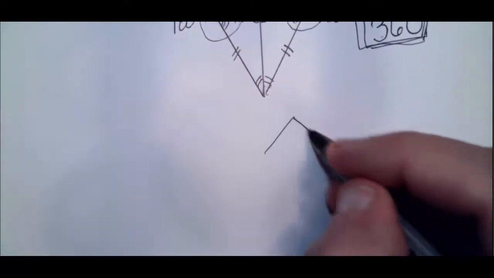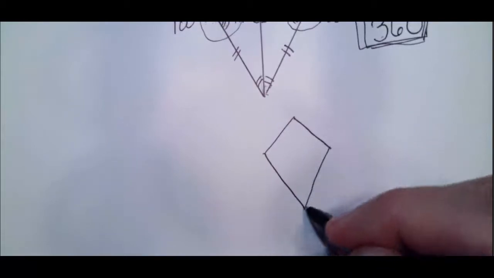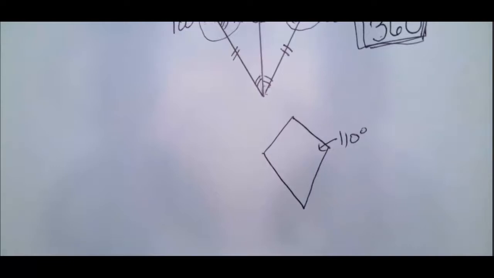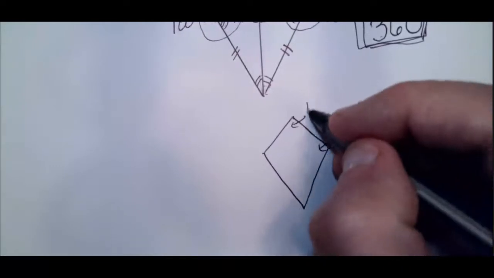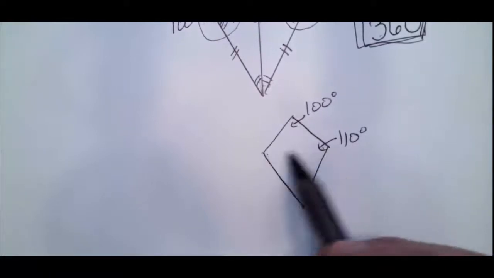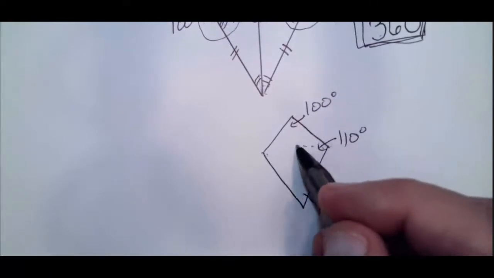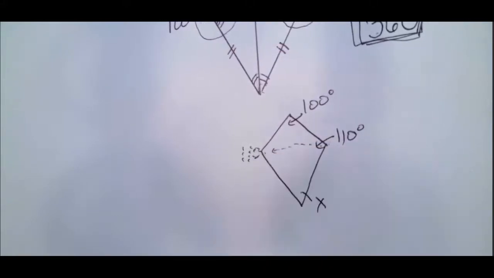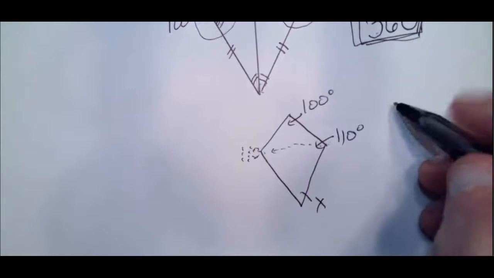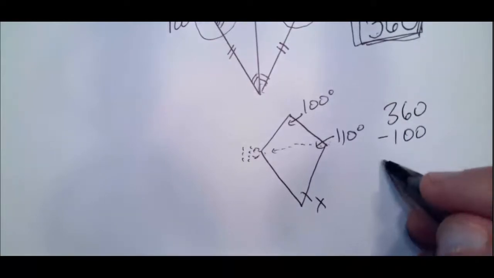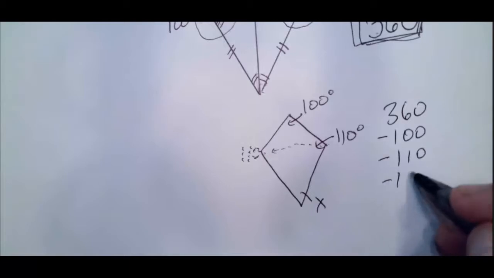All right, let's just go ahead and make a quick kite here. And we'll say this is 110 degrees. This is 100 degrees. And I want us to find X. Well, because these are the wings of the kite, you can automatically put this number in. And then that's where the 360 comes in. So you go 360 minus 100 minus 110 minus 110.